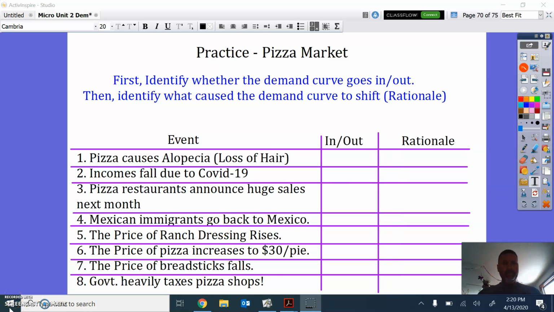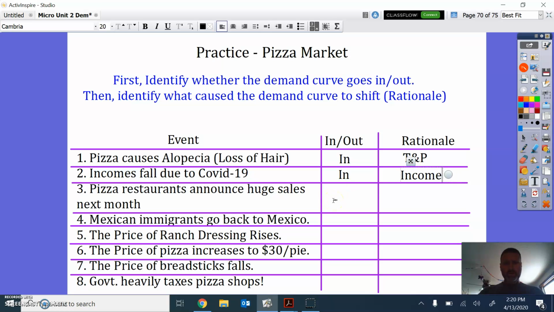Okay, let's see how you did, right? Alopecia. Oh, you're just hairless. Okay, I'm assuming that's going to move the demand for pizza in, and the rationale is, if it's causing us to be that, that's taste and preferences. I'm just going to put T and P, right? Okay, incomes fall, in, due to COVID-19, rationale, okay, that's a change in income, and I'm not going to put the delta for change, but there's definitely right there at that point.